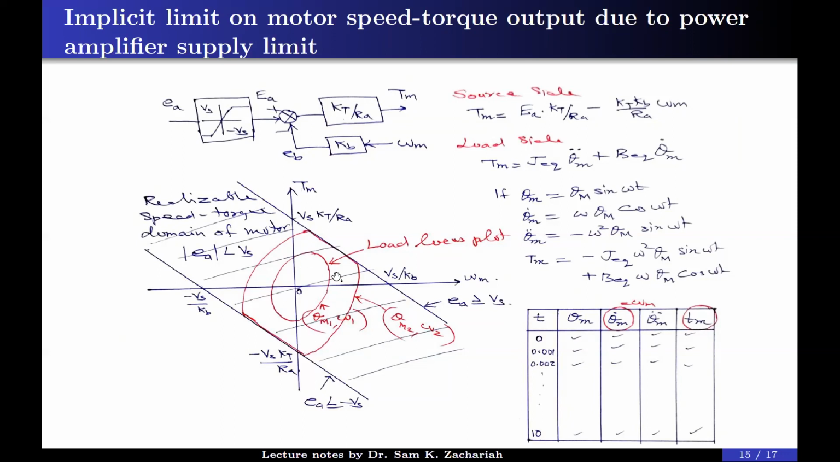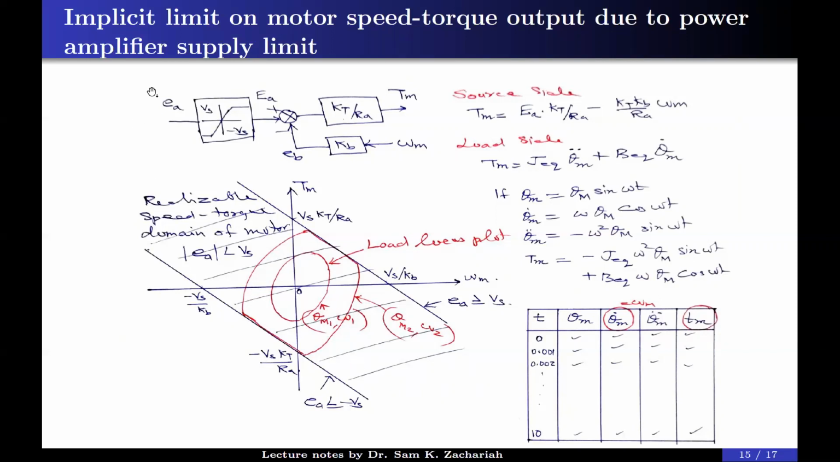Here, positive torque with positive speed. Here it is negative torque with negative speed. Motor driving in the opposite direction as a motor. And any voltage EA between plus Vs and minus Vs, you can draw, say, EA equal to Vs by 2. Correspondingly, you will get another curve like this. If EA is equal to minus Vs by 2, you will get a curve like this.